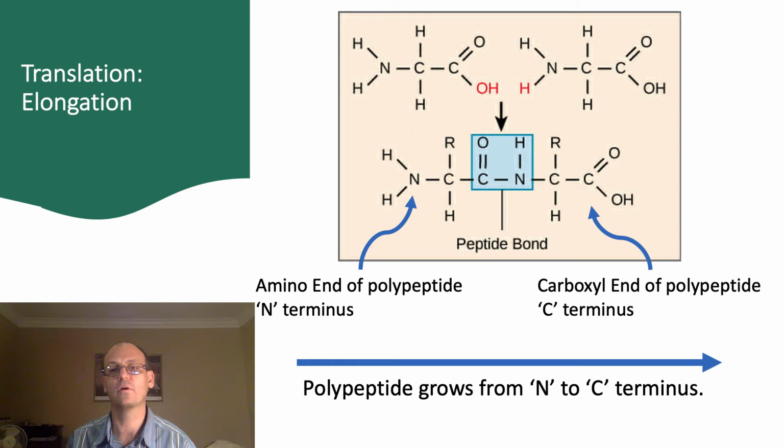Remember earlier in the course, you learned about the relationship between amino acids and polypeptides. At one end of a polypeptide is the N terminus, and the other is the C terminus. When polypeptides are made by a ribosome, the N terminus is the first amino acid, and the C terminus is the last to be added to the polypeptide.